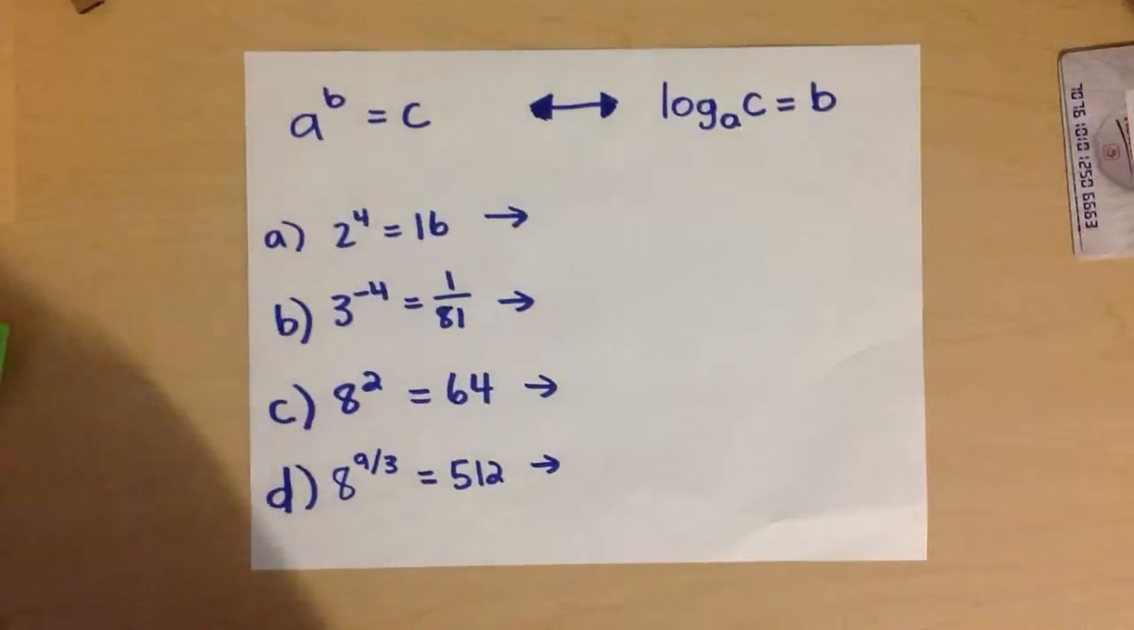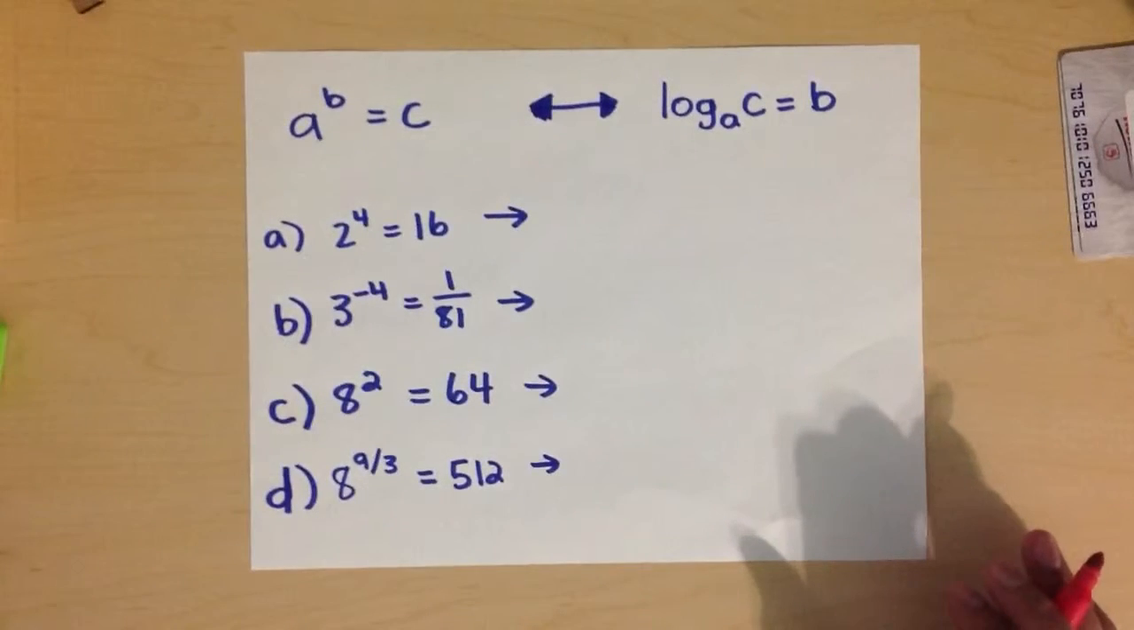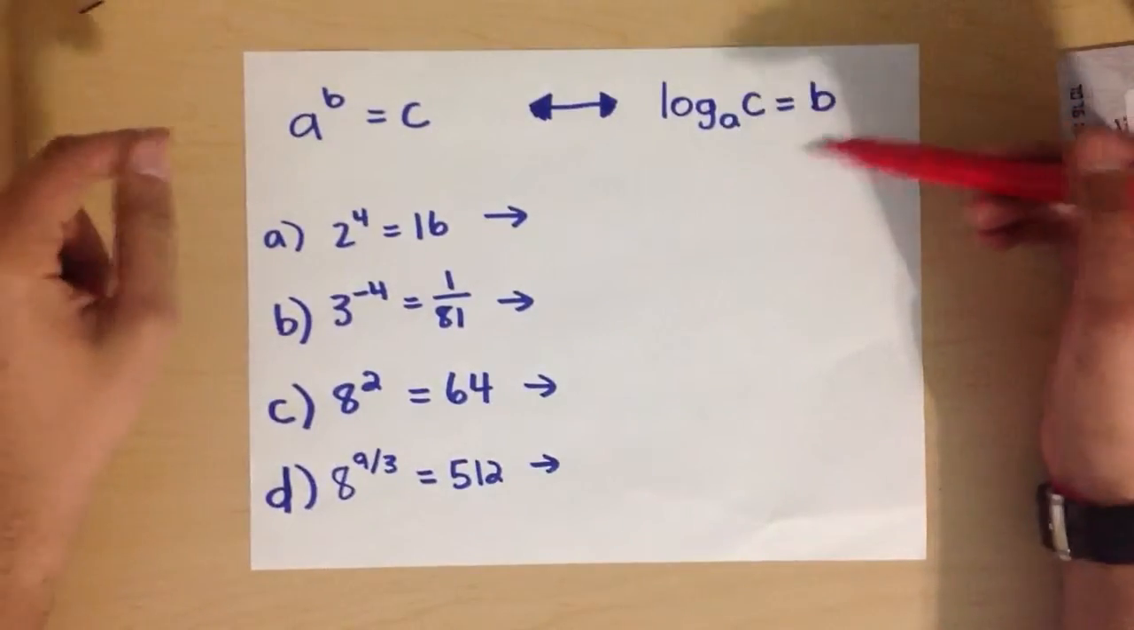Alright, and this is the first lesson in the Logarithms chapter. A logarithm, really, is just an inverse of an exponential. And the relationship is as follows.